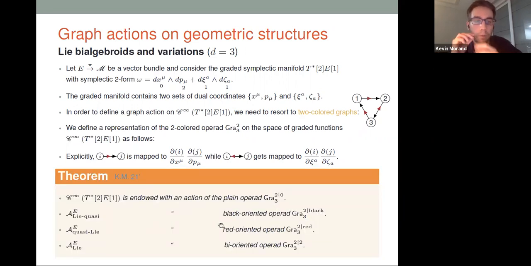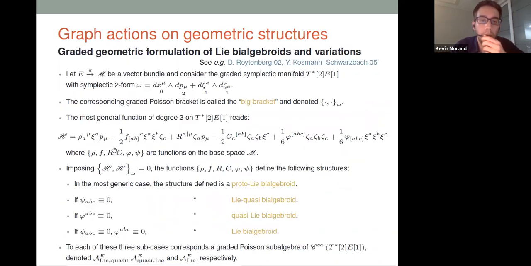So this is a table which sums it up. Basically we have four different flavors of Lie bialgebroids. We have the proto Lie bialgebroid, with a generic Hamiltonian function for this graded symplectic manifold. If phi and psi vanish, then we have a Lie bialgebroid. If only phi vanishes, then we have a quasi Lie bialgebroid. If only psi vanishes, we have a Lie quasi, which is a kind of dual. And if none of them vanishes, we have proto.